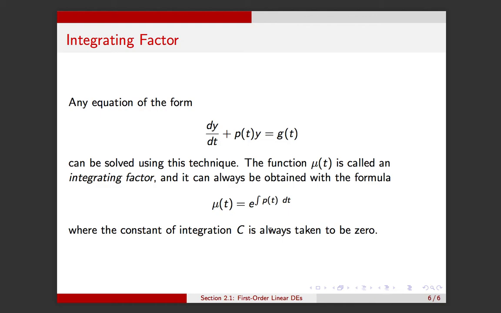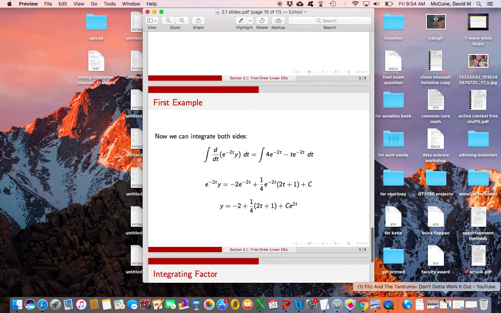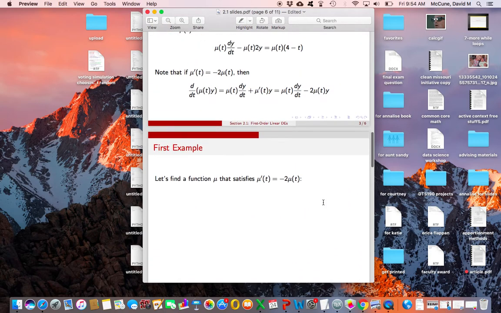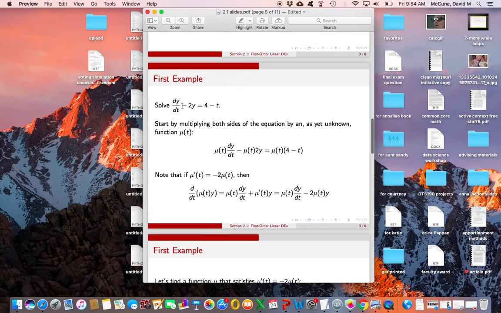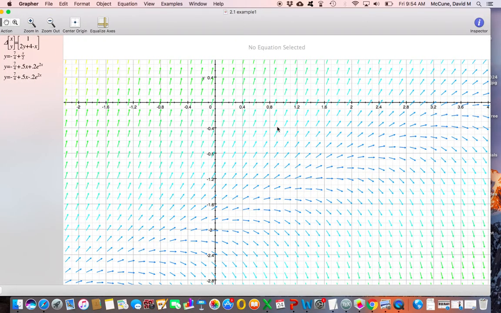Okay, so I'm going to show you one more example where we don't do the thought experiment. We just basically grab this formula and use it. Before doing that, though, let me just reinforce that you can look at these things with slope fields. So this differential equation here, y prime minus 2y equals 4 minus t, this is a slope field of that guy. So you can get a feel for what the solutions are doing.